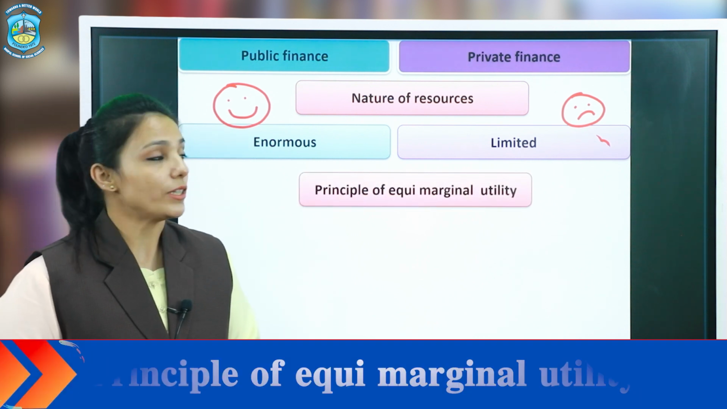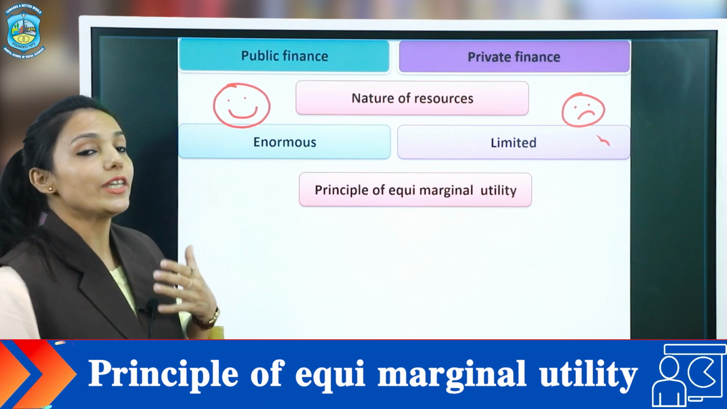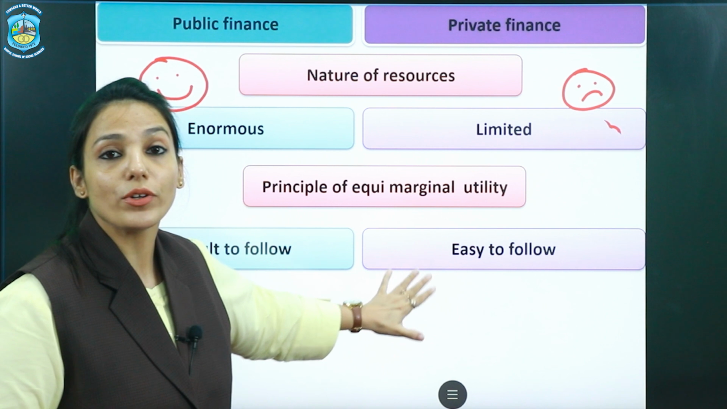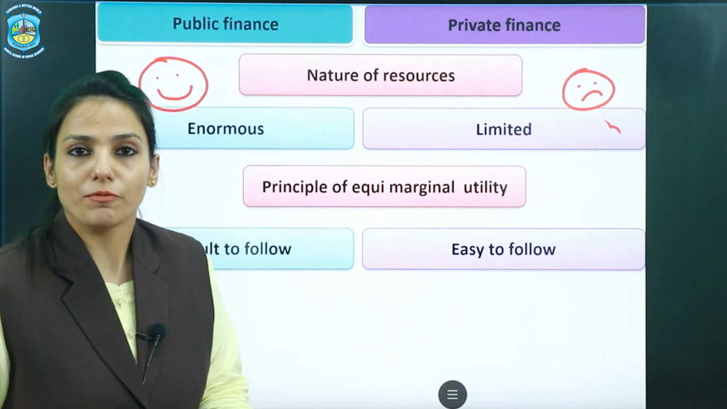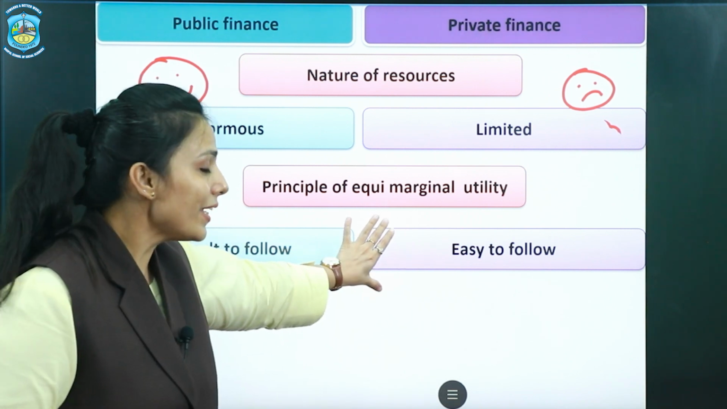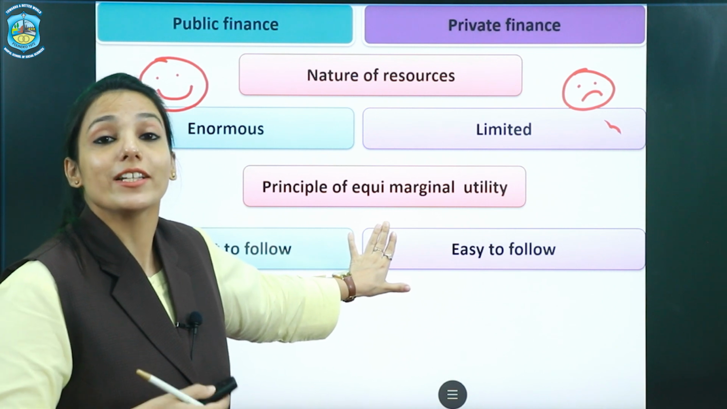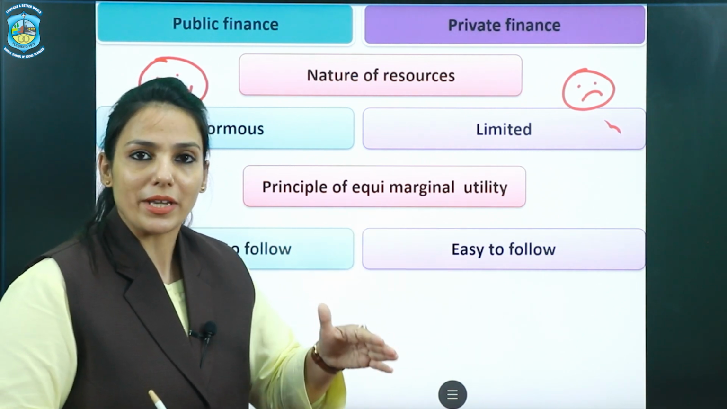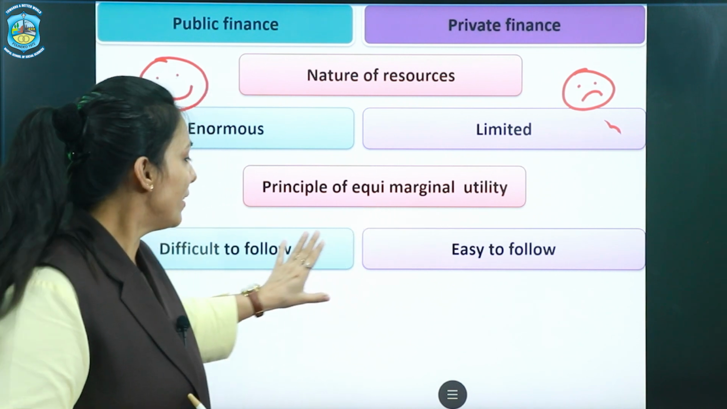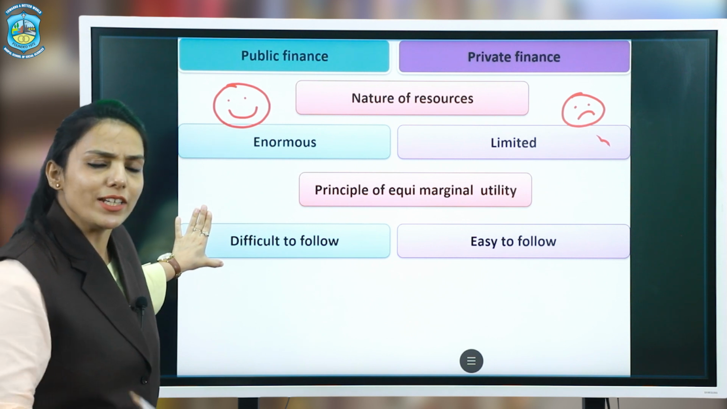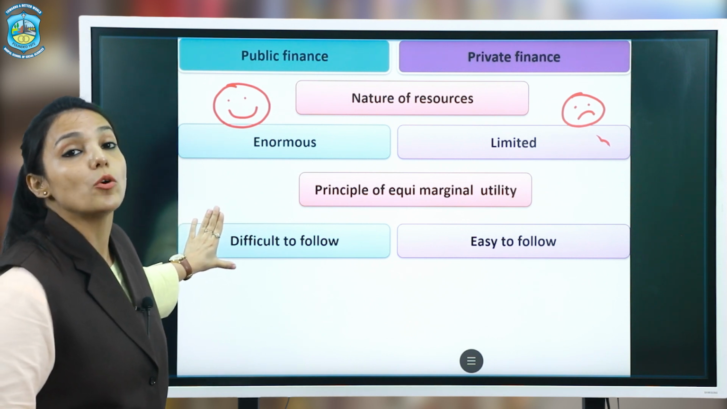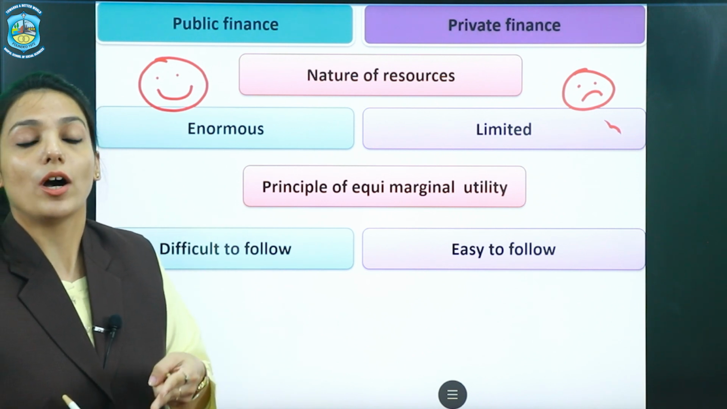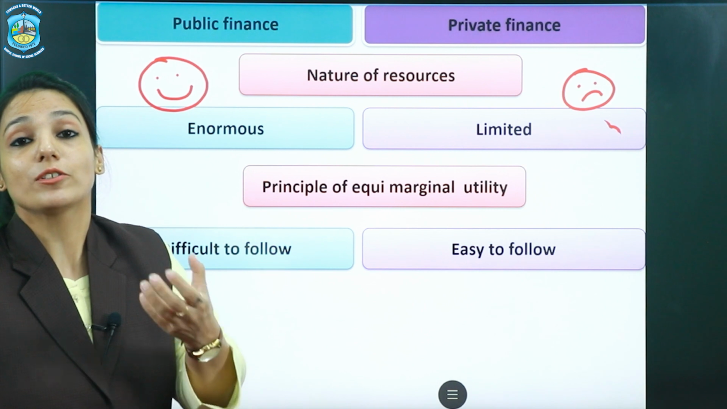The next point of difference on this slide is the principle of equi-marginal utility. This principle is easy to follow when we talk about an individual, because individuals make subjective choices. They can decide easily which things give them more satisfaction, and then they can distribute their expenditure in such a way that all the expenditures give them the same level of satisfaction. But this is very difficult when we talk in terms of government expenditure, because it cannot be used when we talk about education, defense, administrative services.